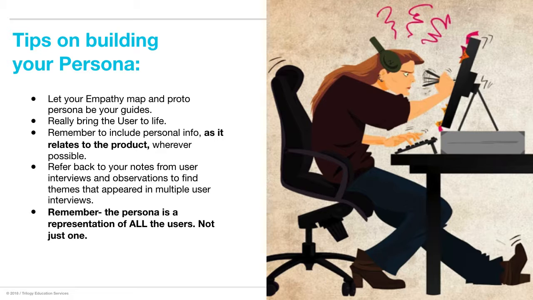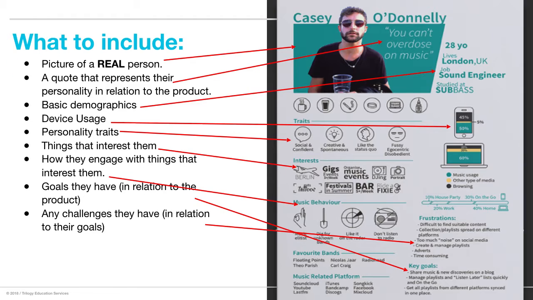We're going to remember to include personal info as it relates to the product wherever possible. And just remember that the persona is a representation of all of your users, not just one of them. So you want to find the overlaps in between each user, because we did a small number at this point.